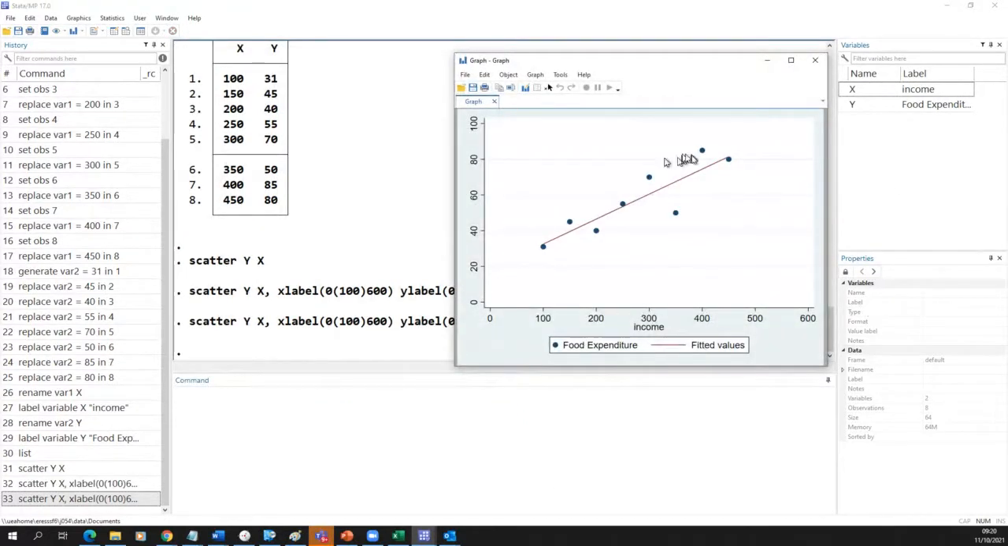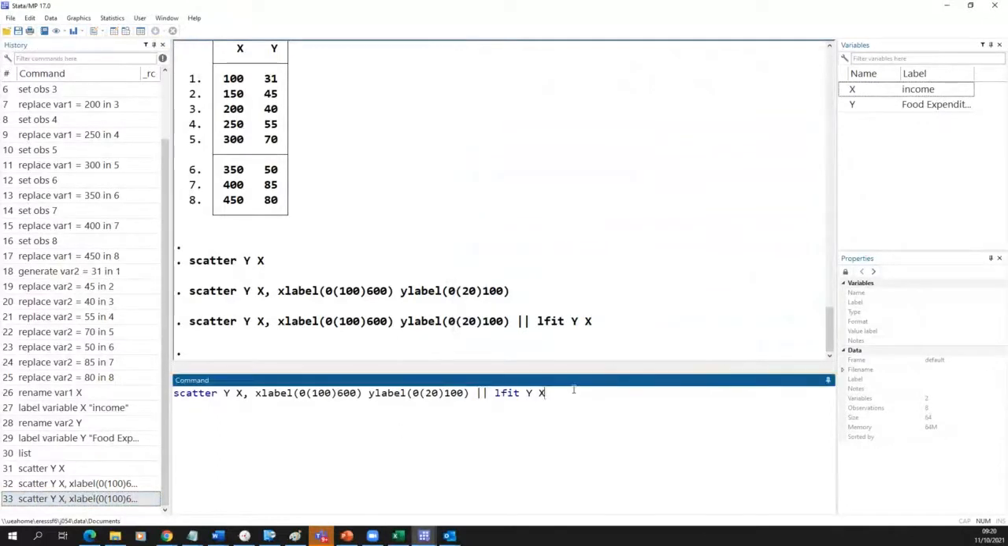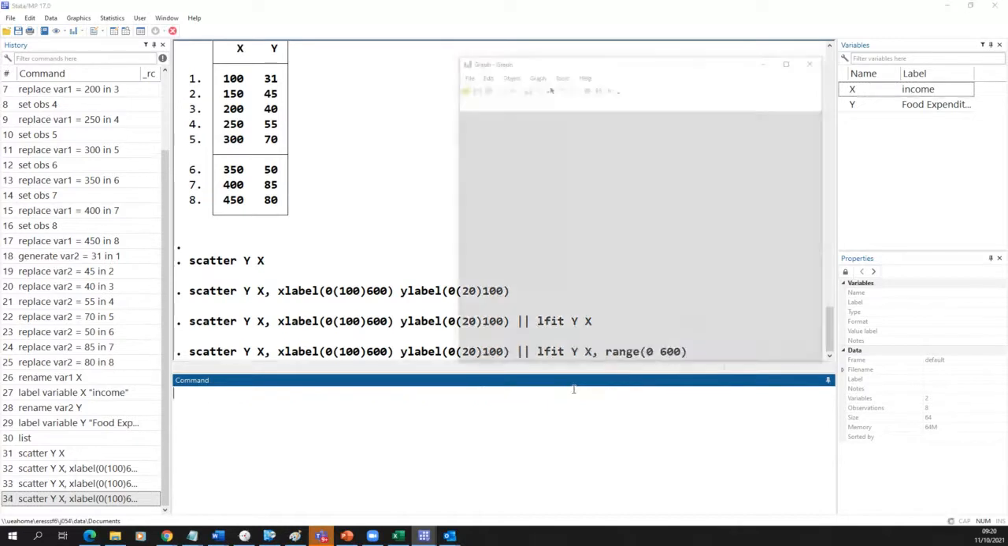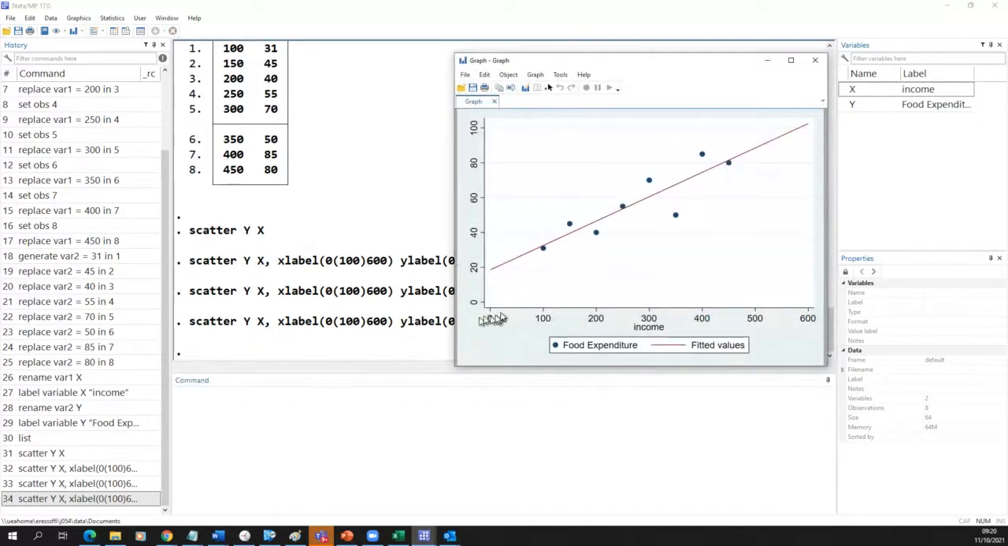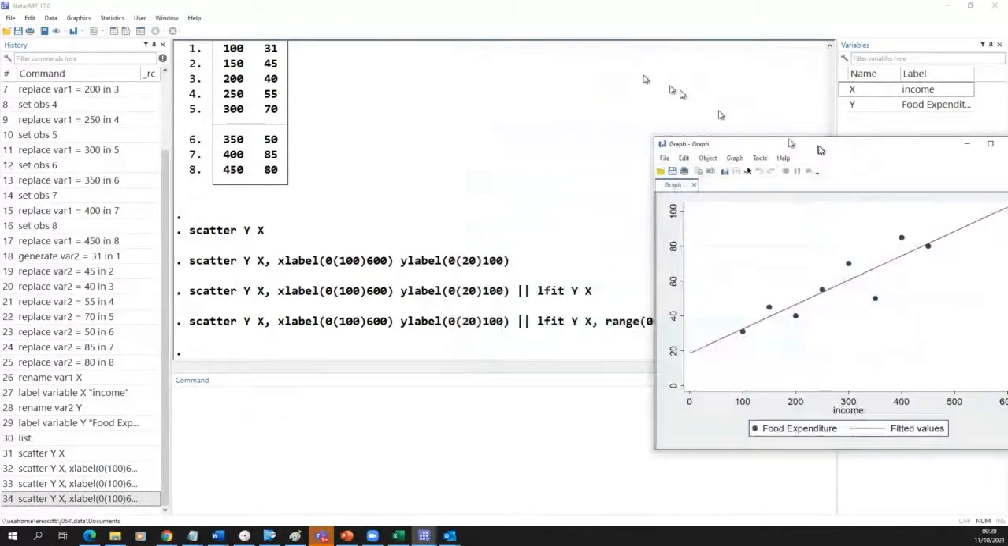There. Now that's the fitted line, but notice it starts there and ends there. We really want it to come down here so we can see what the intercept is, and if we could make it go up there so we can predict outside the range of the data. The way you do that is you have an option for this command, and the option is range 0, 600. That says we want a fitted line that goes from 0 to 600 on the x-axis. So that's how you do a fitted line.